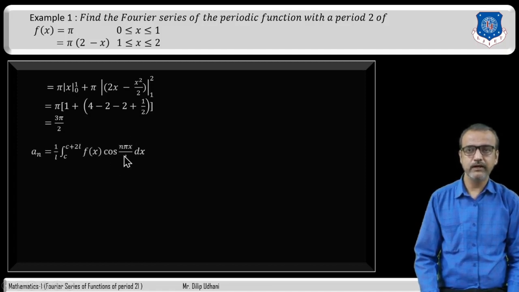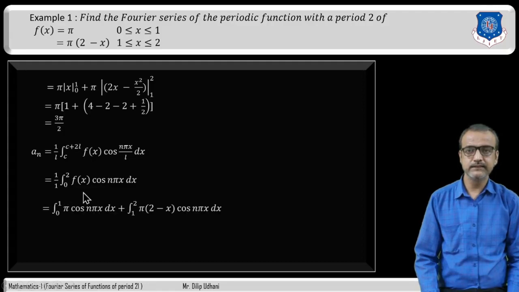Now we will find out An. The formula of An is 1 over L integration from c to c plus 2L f of x cos n pi x by L dx. Now in this integration we will replace c by 0 and L by 1. So we have 1 over 1 integration from 0 to 2 f of x cos n pi x dx.